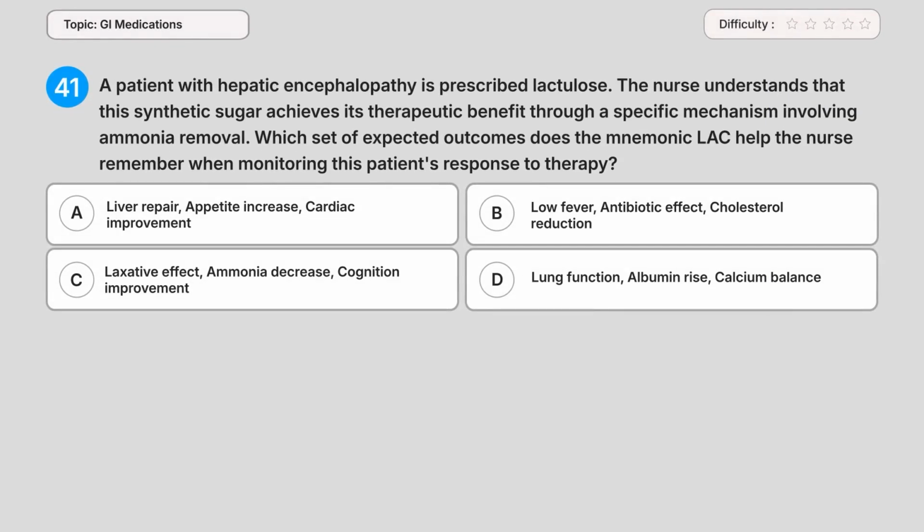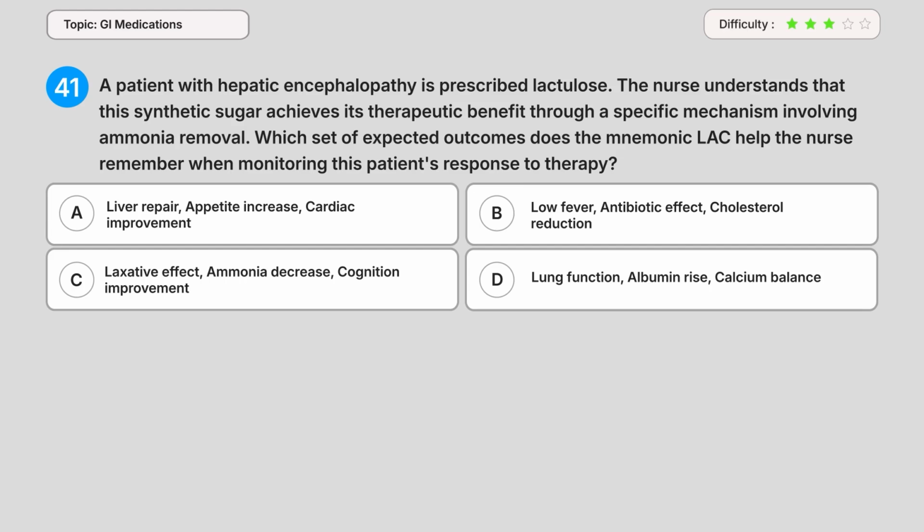41. A patient with hepatic encephalopathy is prescribed lactulose. The nurse understands that this synthetic sugar achieves its therapeutic benefit through a specific mechanism involving ammonia removal. Which set of expected outcomes does the mnemonic LAC help the nurse remember when monitoring this patient's response to therapy?